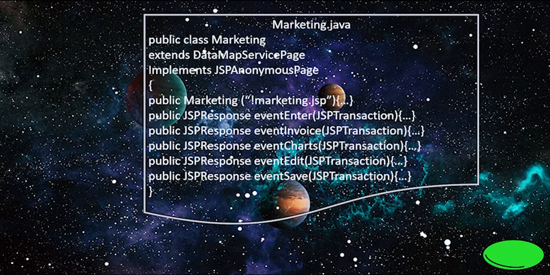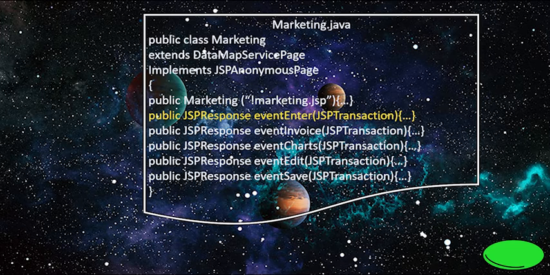Next, the event handlers are highlighted. There are 5 event handlers showing. Notice that all event handler methods begin with the expression event. Further notice that all methods have the single method parameter JSP transaction and a return type of JSP response. Lentiles PaaS uses Java reflection as part of the process of mapping HTTP parameters to pages and event handler methods on a page.